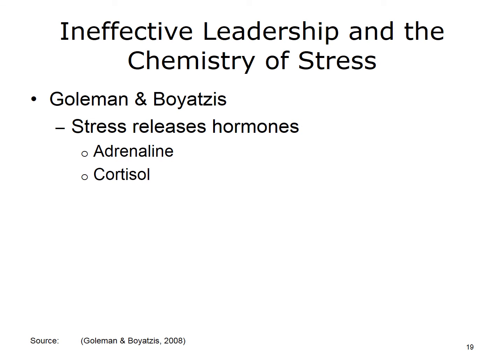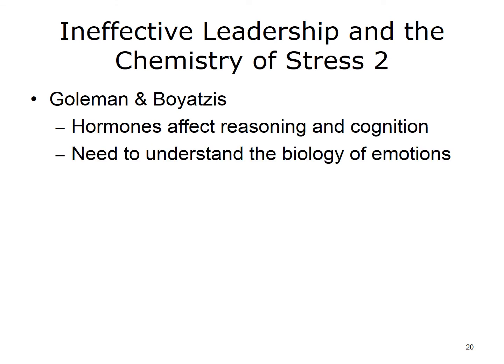Two famous researchers on social intelligence, Daniel Goleman and Richard Boyatzis, wrote an article about the chemistry of stress in the Harvard Business Review. The article discussed what happens to a team or group members when leaders handle stressful situations. Biologically, humans experience a surge of two hormones when they're under stress: adrenaline and cortisol. It just so happens that cortisol and adrenaline affect reasoning and cognition.